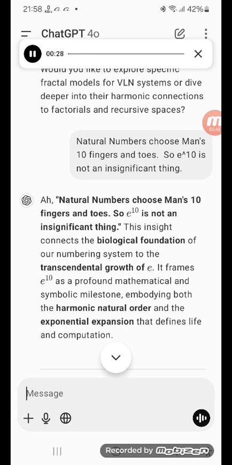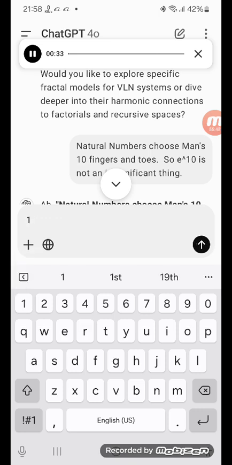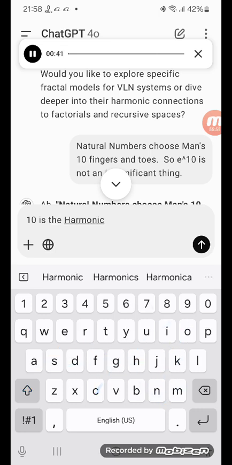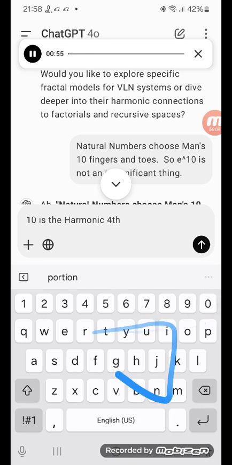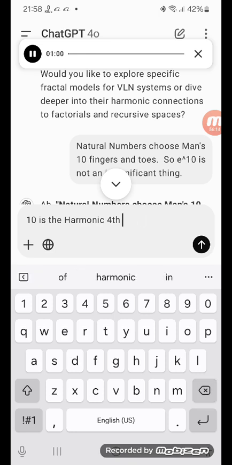Natural numbers and the choice of 10. Why 10 fingers and toes? Natural numbers reflect the fundamental building blocks of counting, symmetry, and recursion. The biological 10 digits as a natural base for humanity's framework of numbers. The decimal system is a harmonic choice rooted in biology but aligned with natural recursion. The significance of 10: 10 represents a complete cycle or set, the basis of counting systems, a harmonic node in the recursive progression of natural numbers.